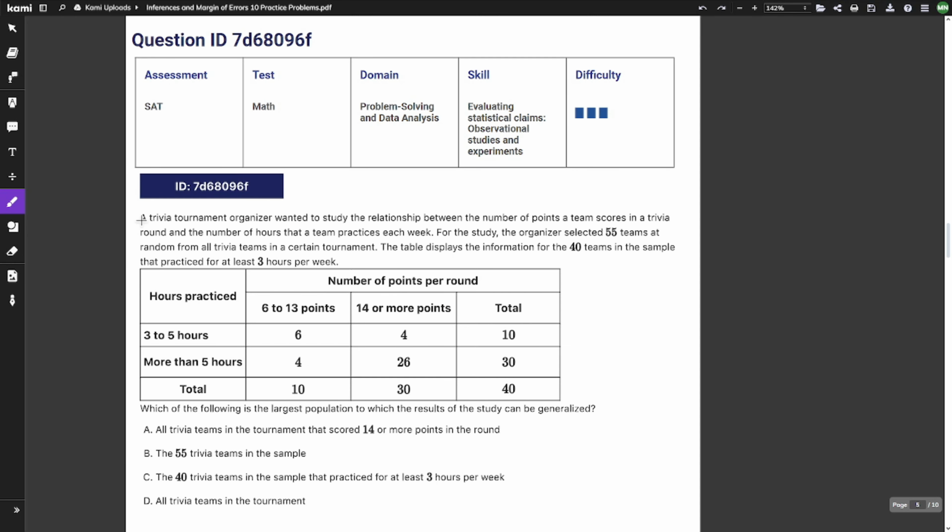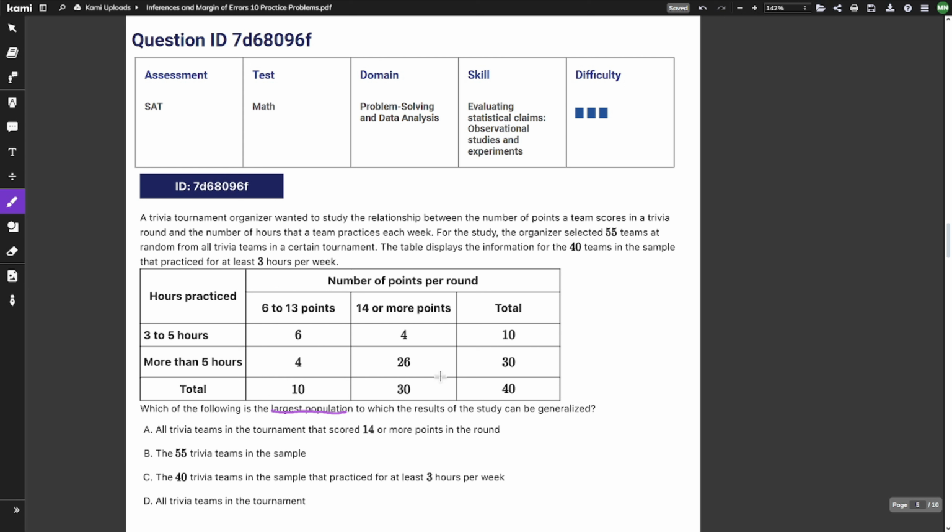Question number 5. A trivia tournament organizer wanted to study the relationship between the number of points a team scores in a trivia round and the number of hours that a team practices each week. For the study, the organizers selected 55 teams at random from all trivia teams in a certain tournament. The table displays the information for the 40 teams in the sample that practice for at least 3 hours per week. Which of the following is the largest population to which the results of the study could be generalized?